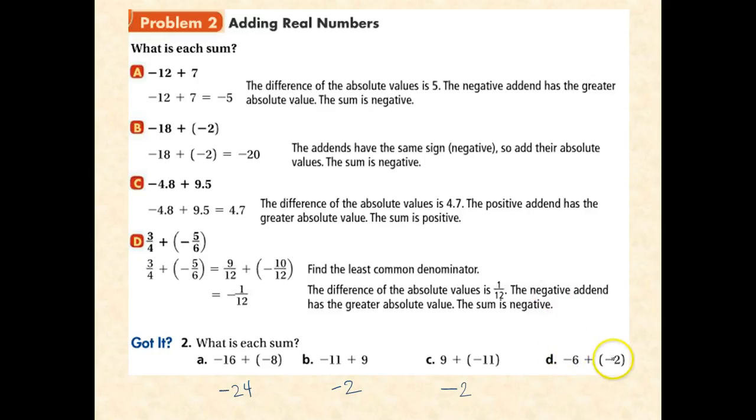Here we got negative 6 plus negative 2. Same sign. So I add the numbers. 6 plus 2 is 8. But they're all negatives, so negative.